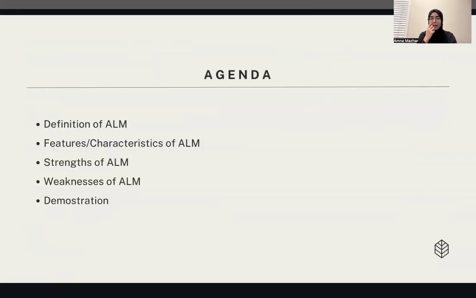So today we're going to look at the definition of the audiolingual method, the features and characteristics of ALM, the strengths of ALM, weaknesses, and then I will do a short demonstration of what the audiolingual method might look like in a classroom.